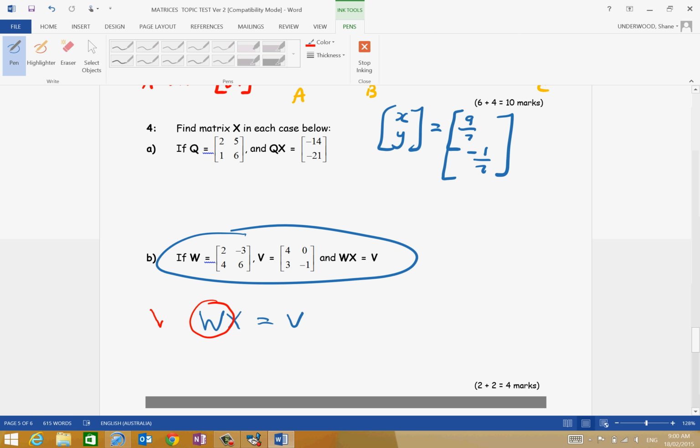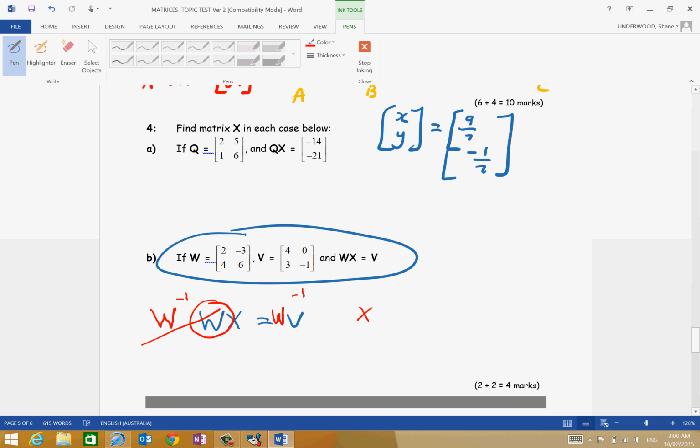Times it by? The inverse. That's what you said, didn't you? Yes, okay, great. Multiplying the left-hand side, multiplying the right-hand side. Now, this is going to cancel that out, and we're left with matrix X is equal to inverse W times V. So, let's do that.